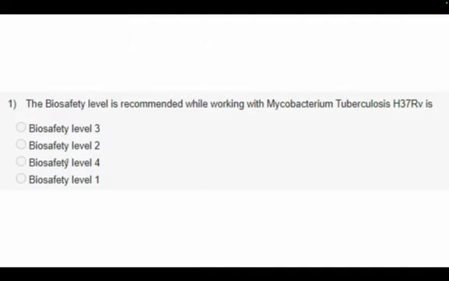Okay. The biosafety level that is recommended while working with Mycobacterium tuberculosis is dash. So, Mycobacterium tuberculosis poses a great danger to the person who's working, and it can spread through aerosol contact, and so it is a biosafety level 3 pathogen.